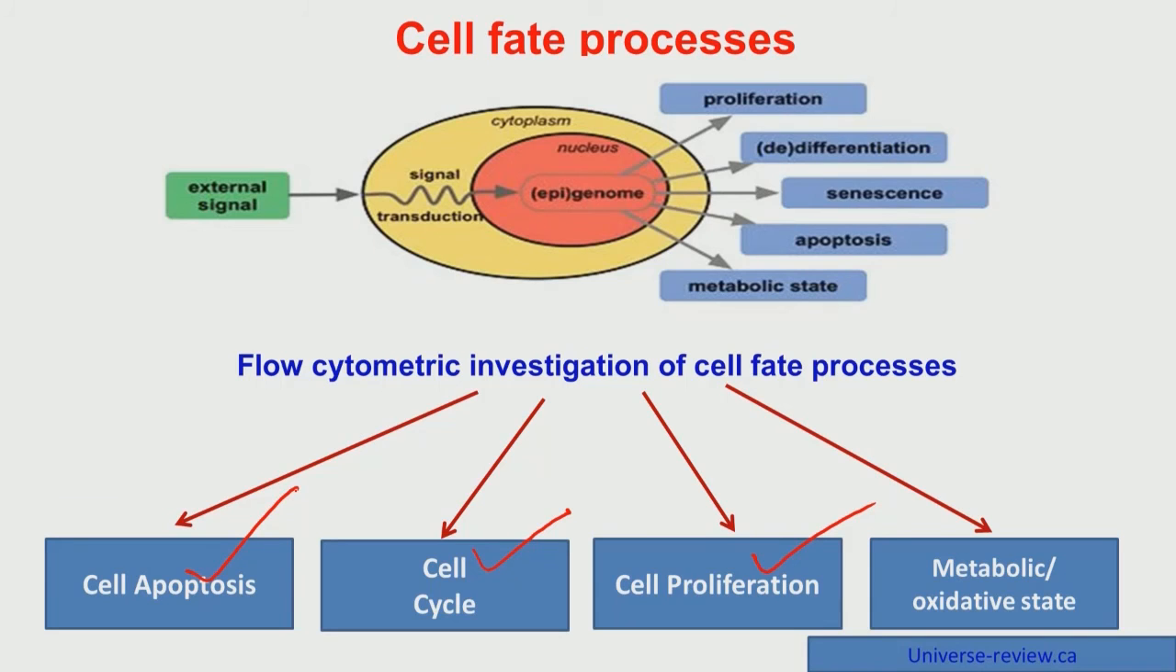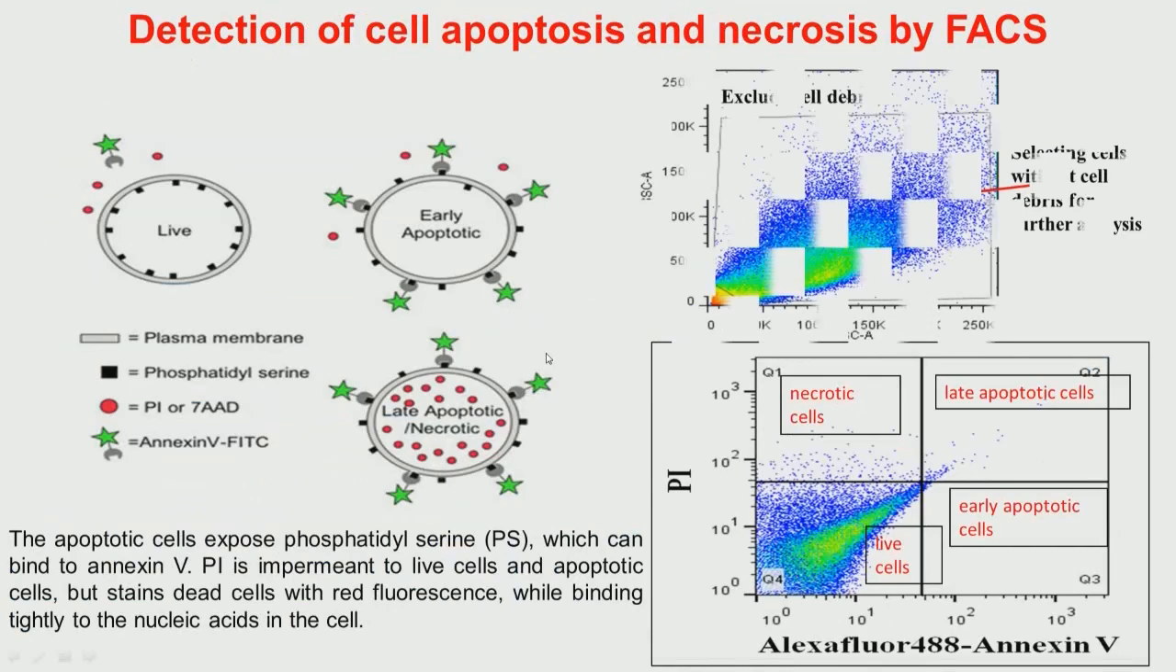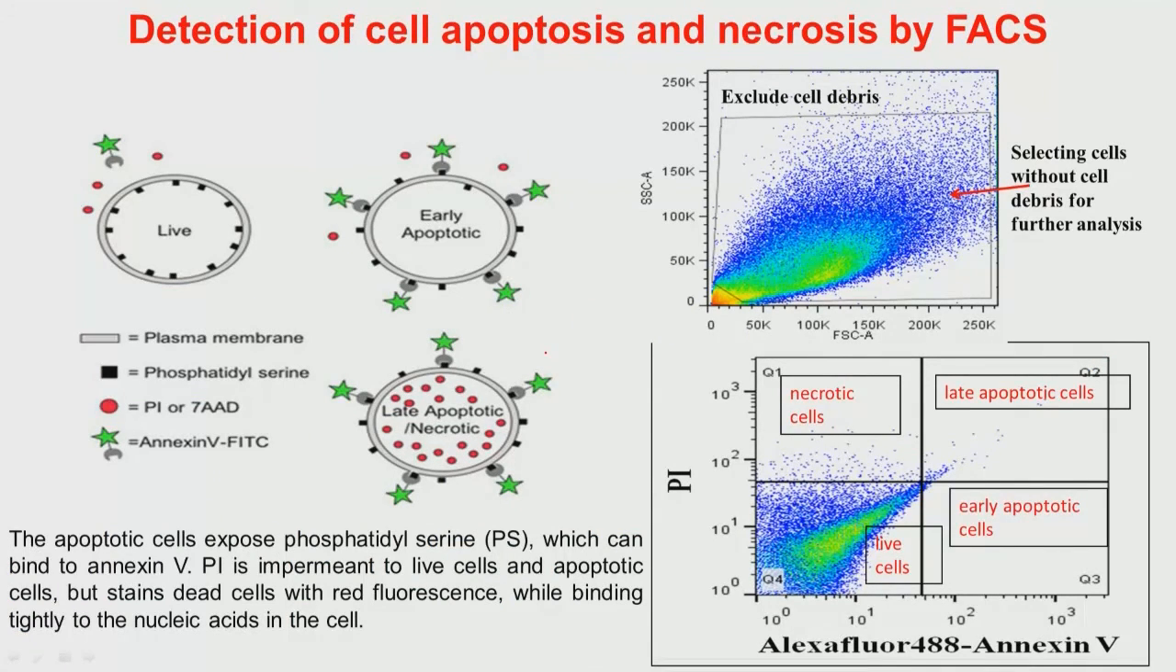Now, why is this unique in nature? Because all other biochemical assays deal with a given cell population where a large number of cells are present. So, one cannot identify what kind of cell fate processes individual cells are actually at. This is again shown here in the side scatter and forward scatter, and this is a typical protocol that a researcher follows while studying the cell fate processes.